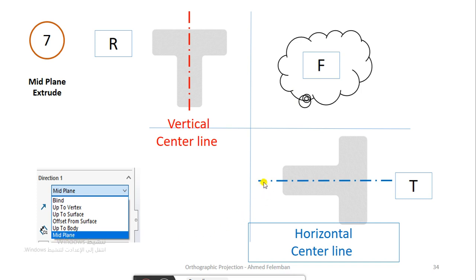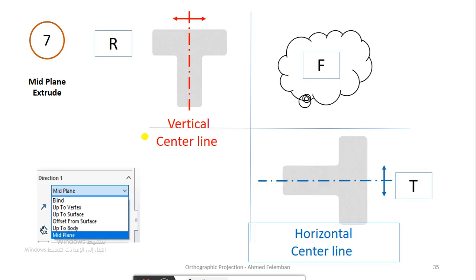So in the top we draw an imaginary center line, in your mind, in the middle. If you see it symmetric, top and down, then you have to make the extrude mid-plane. In the right, draw an imaginary center line in the middle of the right. If you see it's symmetric, then you have to make the extrude of the front mid-plane. Very simple.